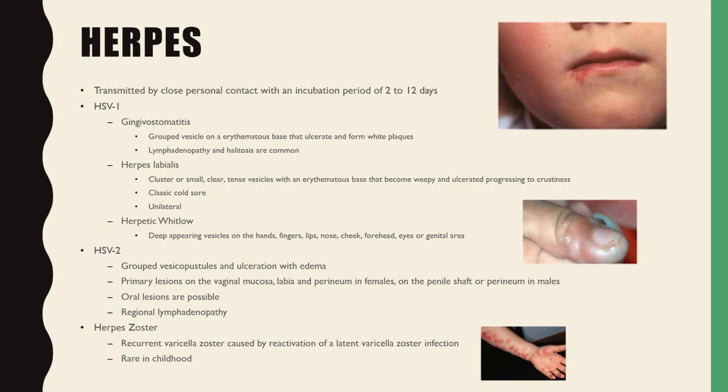And it says HSV2 oral lesions are possible, and then regional lymphadenopathy, typically with that primary presentation. As you know, with HSV2, in their primary presentation they can be very ill. It can be very painful, with a lot of lymphadenopathy, almost like flu-like symptoms from that initial presentation. And then from then on, they're just having those lesions of the herpes when they have a recurring infection.